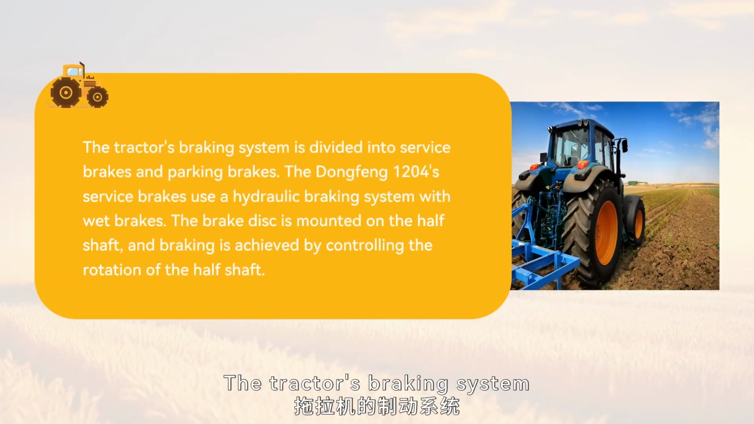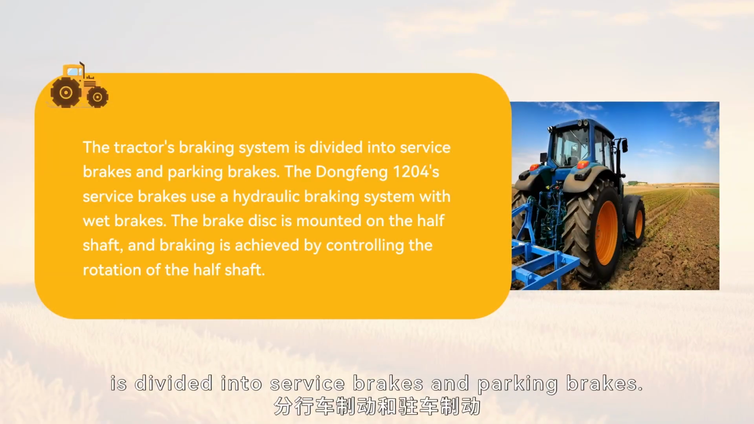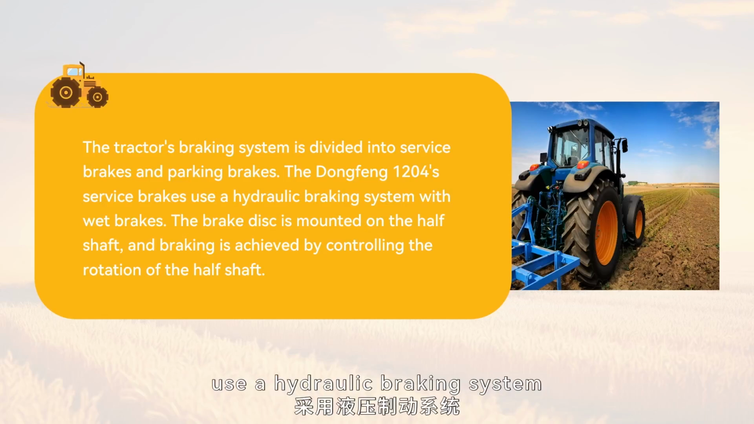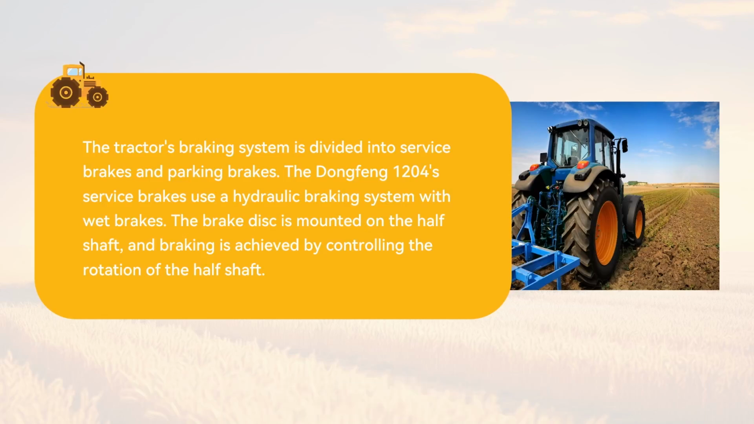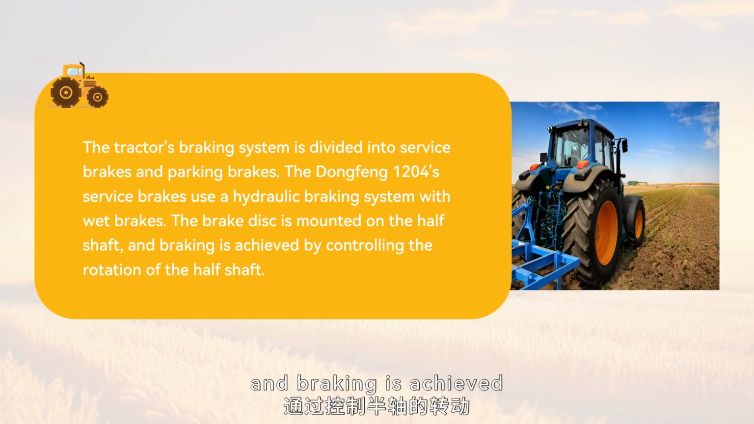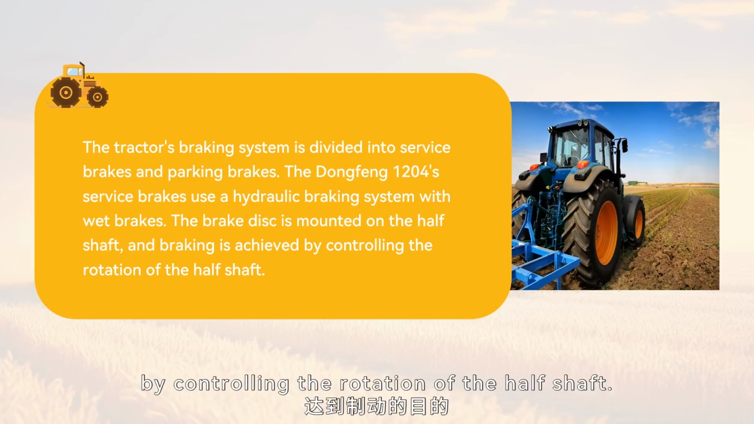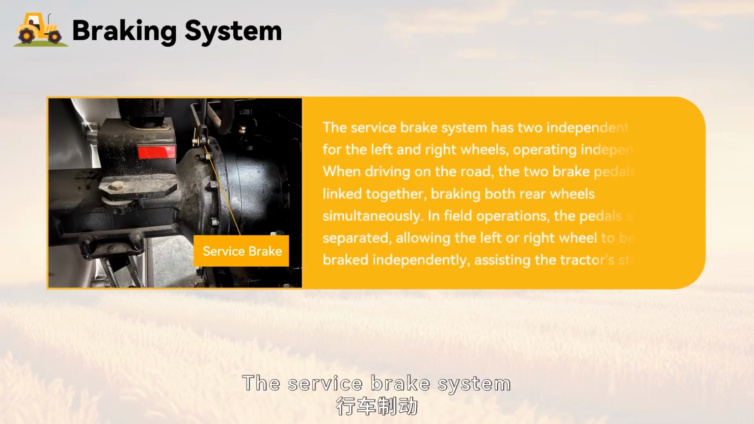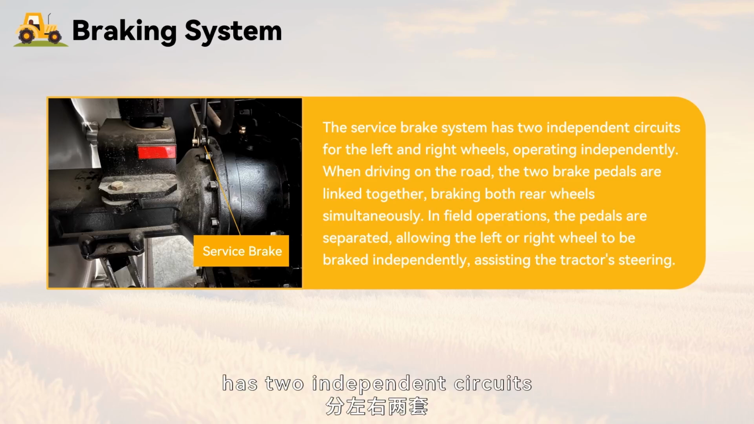The tractor's braking system is divided into service brakes and parking brakes. The Dongfeng 1204 service brakes use a hydraulic braking system with wet brakes. The brake disc is mounted on the half shaft, and braking is achieved by controlling the rotation of the half shaft. The service brake system has 2 independent circuits for the left and right wheels, operating independently.